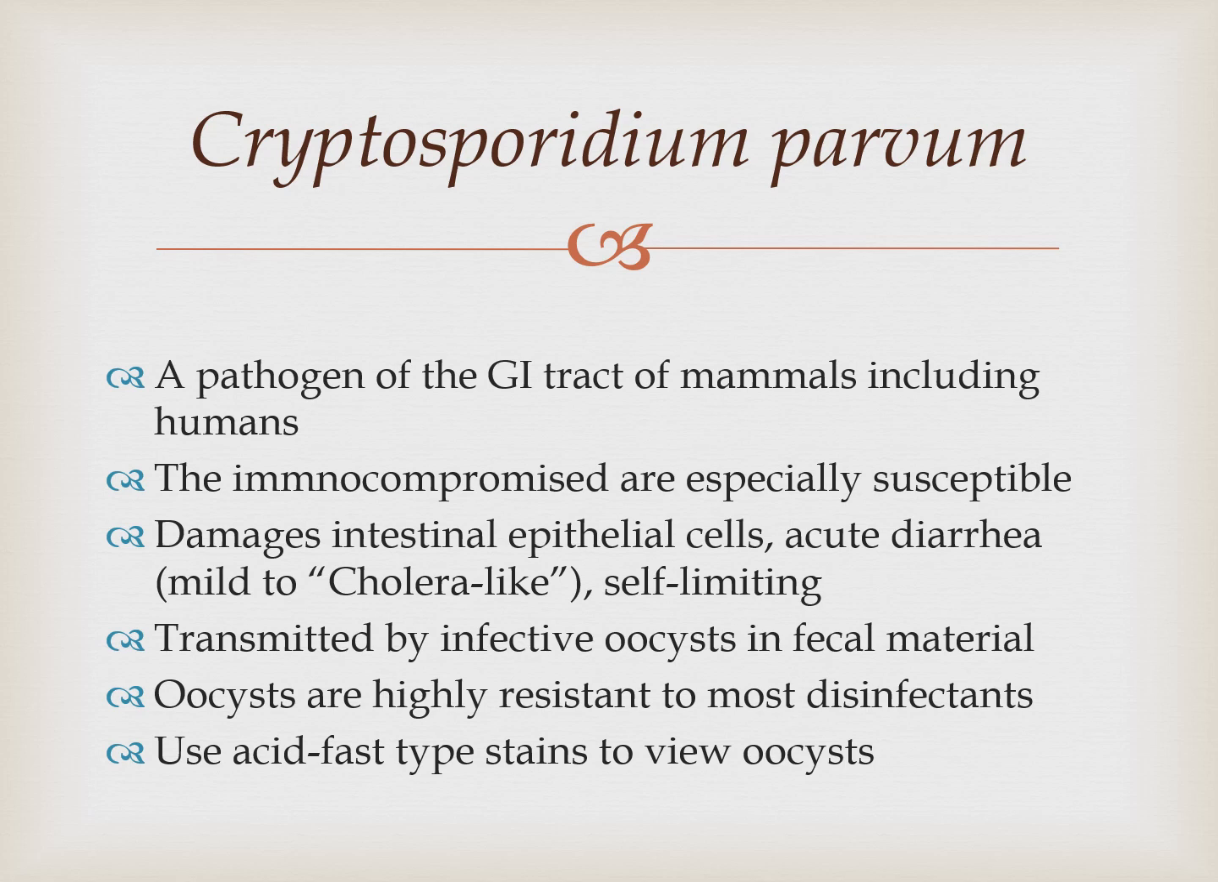This is transmitted by the infective oocysts in fecal material, and they are highly resistant to most disinfectants, especially common disinfectants used in hospitals and clinical laboratories. The oocysts are highly resistant to most of those disinfectants. You can use an acid-fast type stain to view the oocysts. And in the last slide, what you observed was the infective stage, or the oocyst stage.